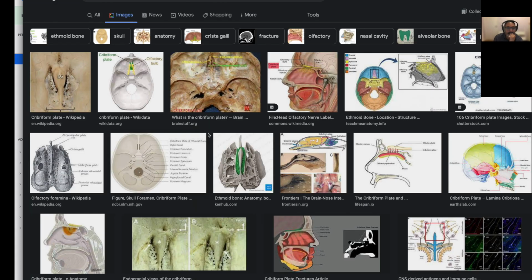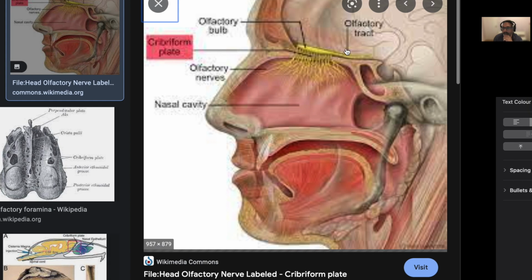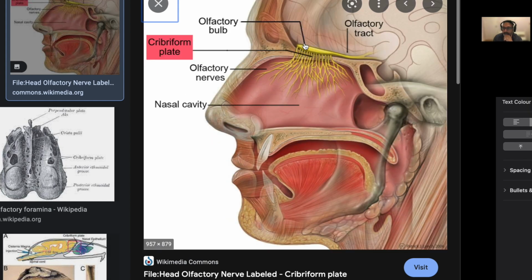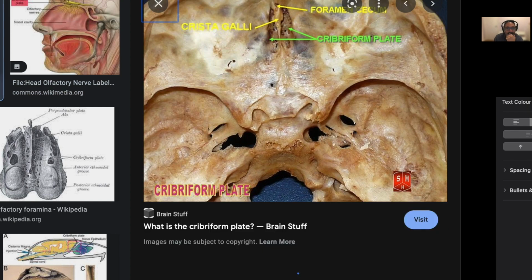And if you look at the image, this is a good schematic image. The olfactory nerve is a bulb that is in, it's not through the nose, but it has these small little nerves coming through, and those are the olfactory nerves, and they come through the cribriform plate. Yep, that's good. And that's how it looks like in a dissection.